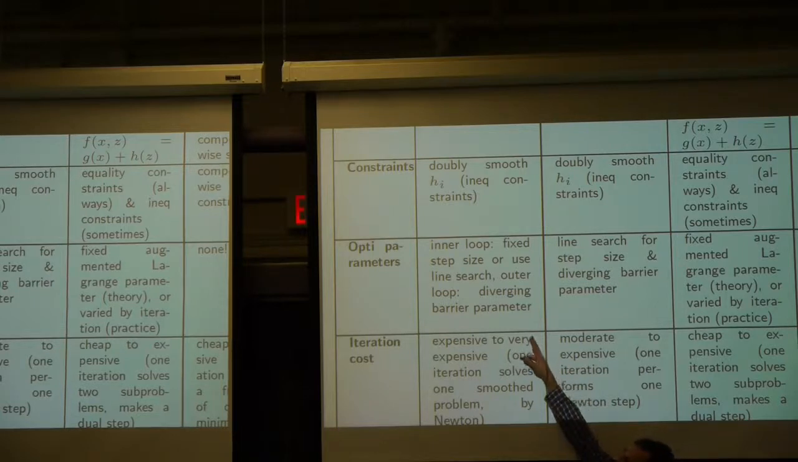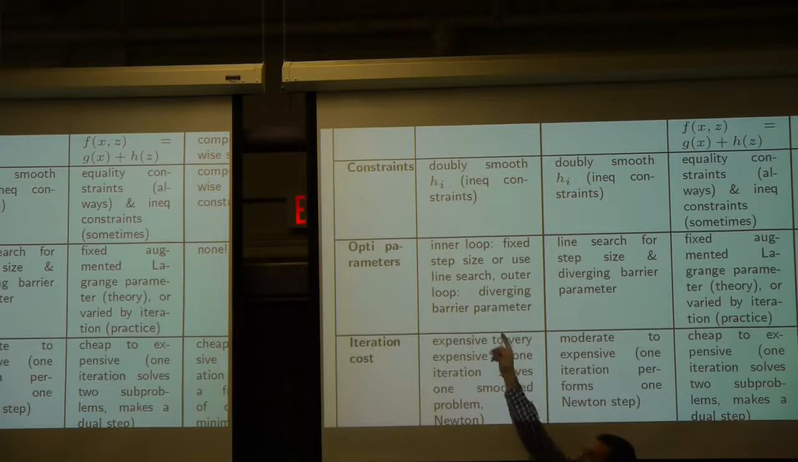For barrier method, one iteration is actually solving a smoothed problem. So I add the barrier term to the objective, and I solve that to whatever precision I've specified ahead of time, using Newton's method. Okay, so that's done for a fixed mu. I add mu times the barrier function. I solve that with Newton's method until I basically think I've gotten the answer. With primal dual, I just take one step. I don't solve the problem. I take one step, and then I change mu. I take one step, and then I change mu, etc. So that's an important distinction to keep in mind.